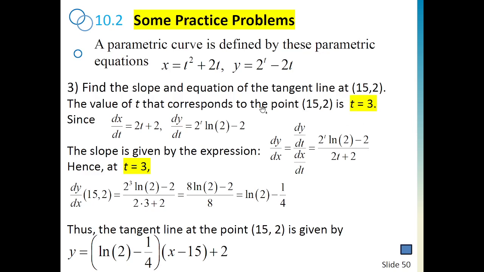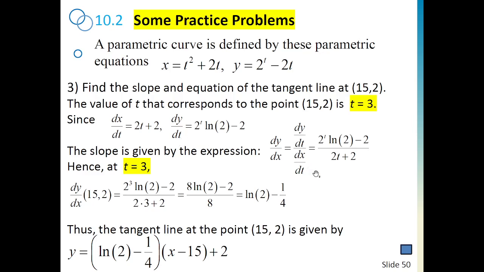Well, now we know that at time t equal 3, we are at the point (15, 2). All we need to do is compute the derivatives and plug t equal 3 into the derivatives. Simple. So the derivatives are straightforward computations. Just be careful here: the derivative of 2 to the power t is 2^t ln 2. So be careful.